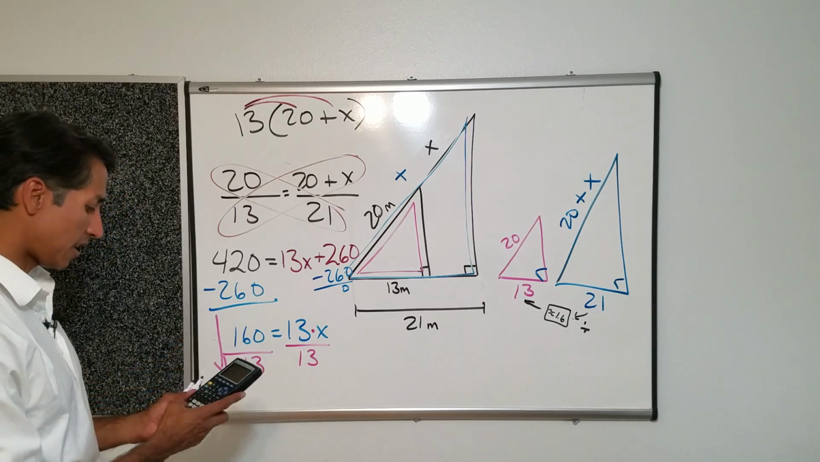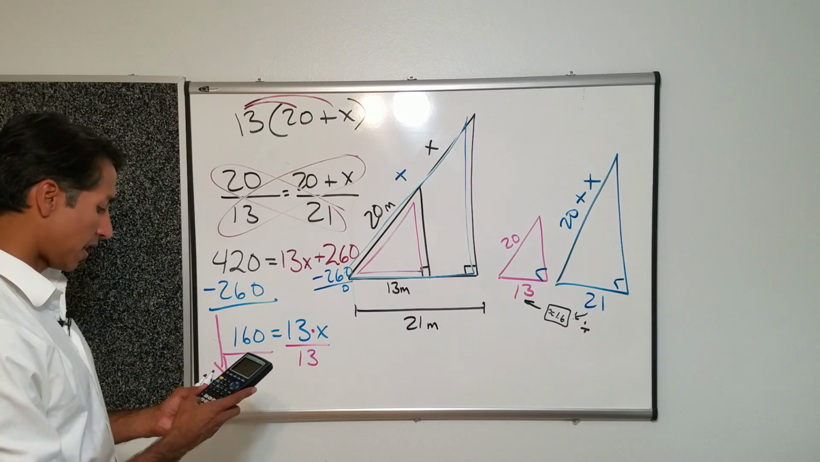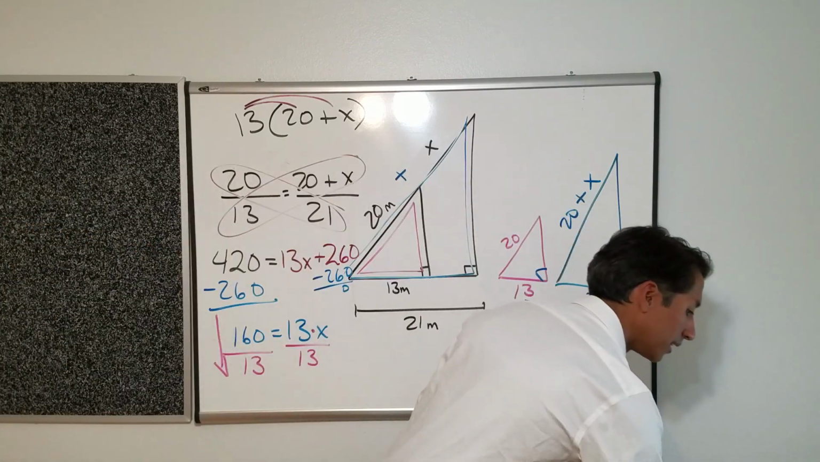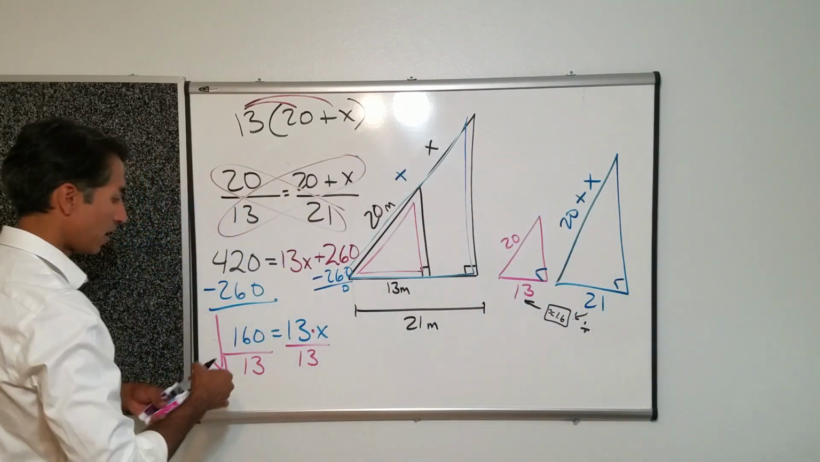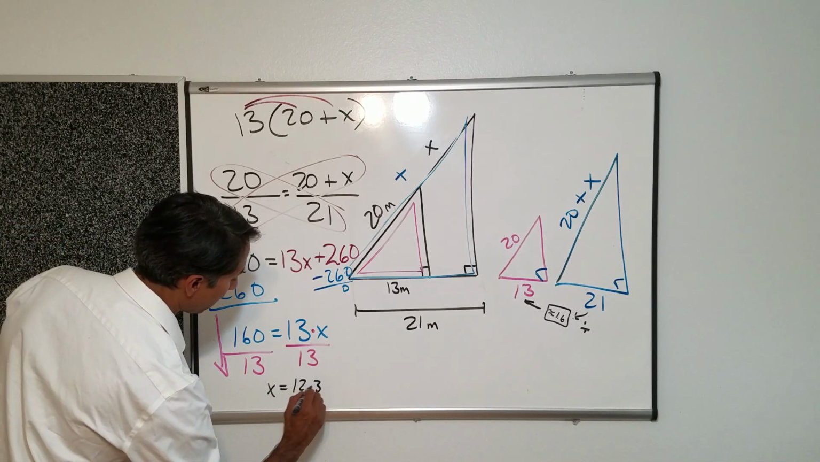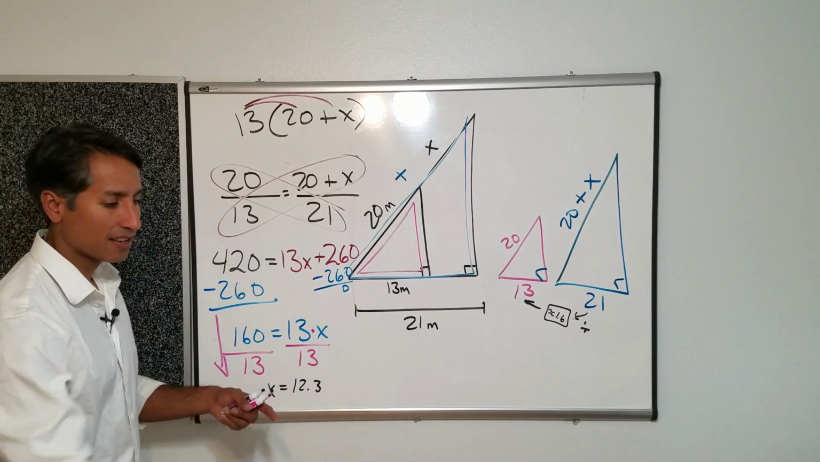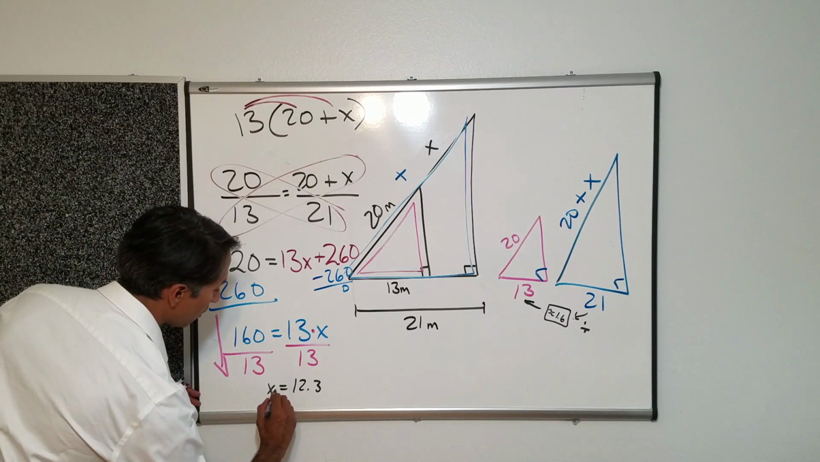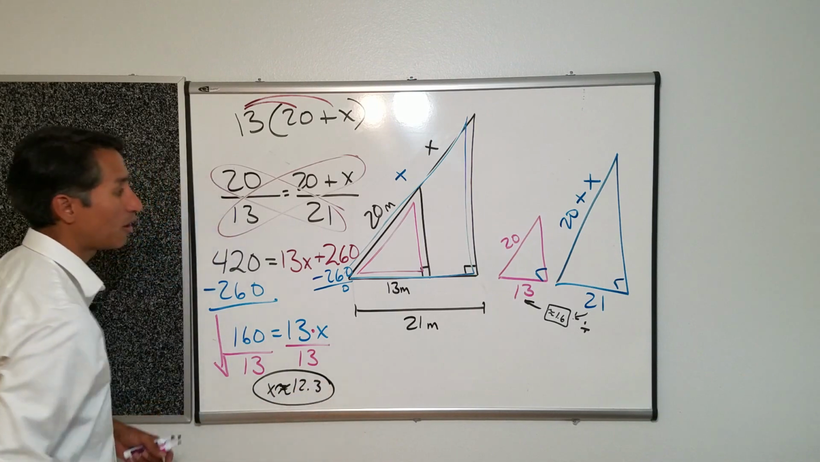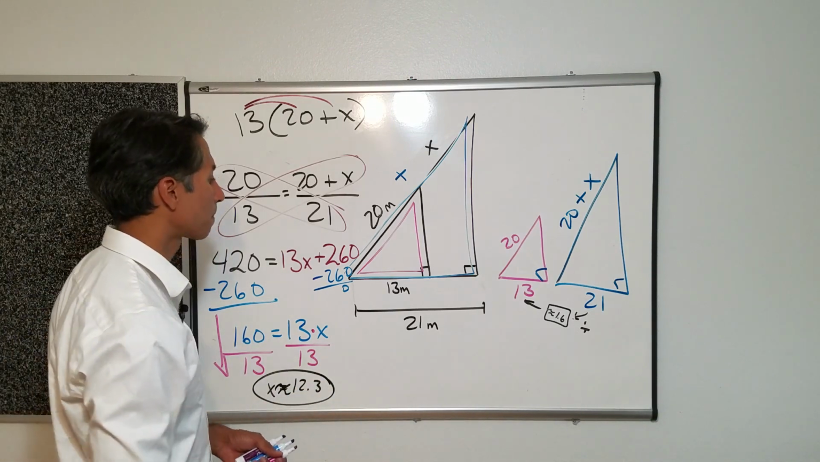We read our fraction down. 160 divided by 13 is 12.3, and then it kind of goes on forever, okay? So x equals 12.3, and I guess it isn't exact because it's a long decimal, so you can make this wavy equal sign, so it's about 12.3, okay?